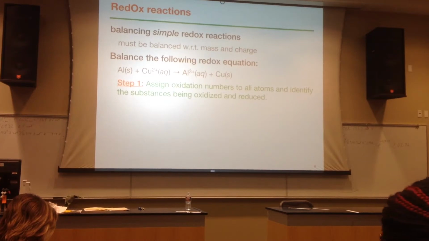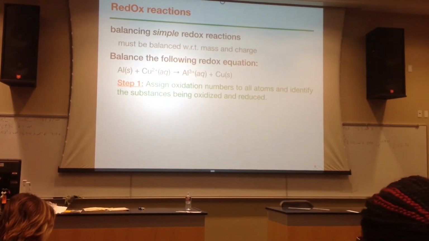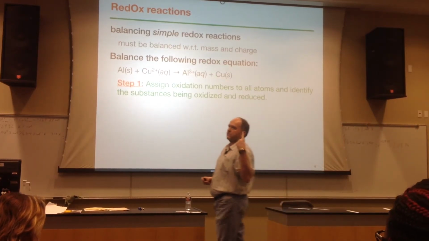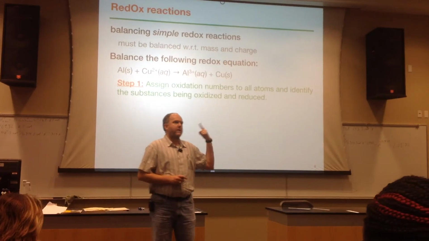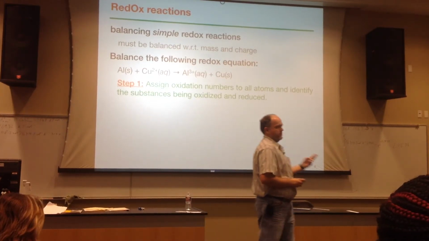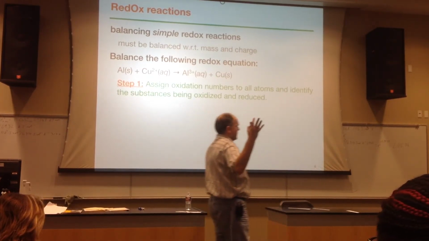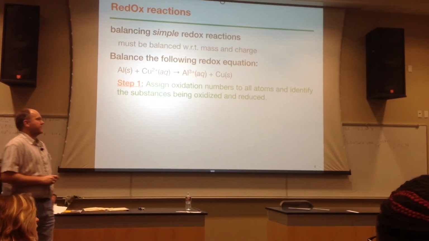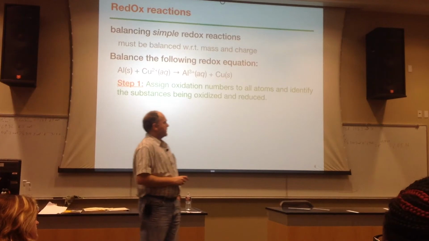I think my way is easier. Look at the textbook, see what you think. I bet you agree with me. Okay? And I have one set of instructions for balancing in an acid or in a base environment, whereas your textbook uses two separate sets of rules. Doesn't make sense. So, step 1, assign oxidation numbers to all atoms and identify the substances being oxidized and reduced.